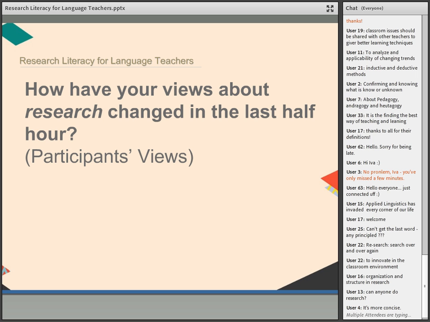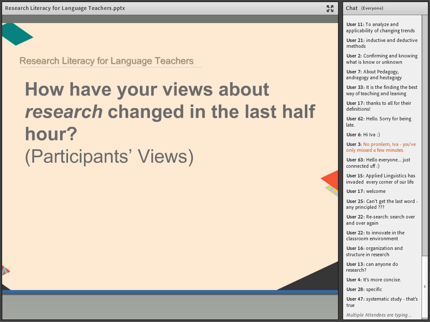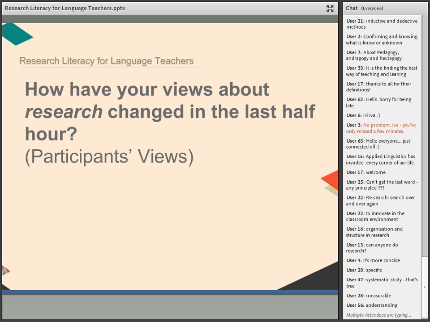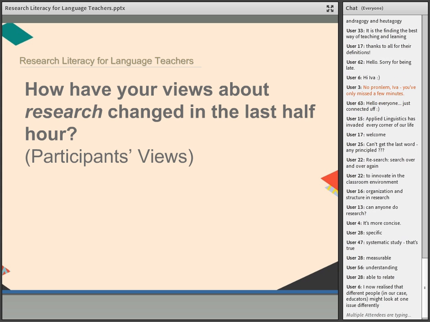Okay, we've got some responses popping in. A couple of questions. Now those questions, we're not going to ignore them. Alistair's keeping track of those questions, and we're going to answer those at the end. So I hear some words that are being associated with new definitions of research. Words like concise, specific, systematic, measurable. Okay, Diana, to your question, the last word was any principled inquiry from JD's talk. Understanding, okay. The ability to relate to something, okay.